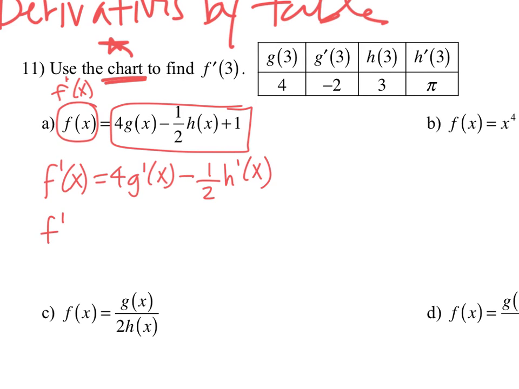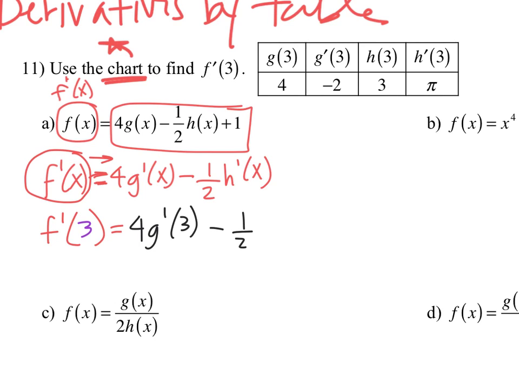Since I'm looking for f prime of 3, I just need to plug 3 into this equation, because this is what f prime of x is equal to. So f prime of 3 is going to be equal to 4 multiplied by g prime of 3 minus 1/2 multiplied by h prime of 3. And if you look at the table, you have g prime of 3, so you can just plug it in, and you have h prime of 3, so you can just plug it in.